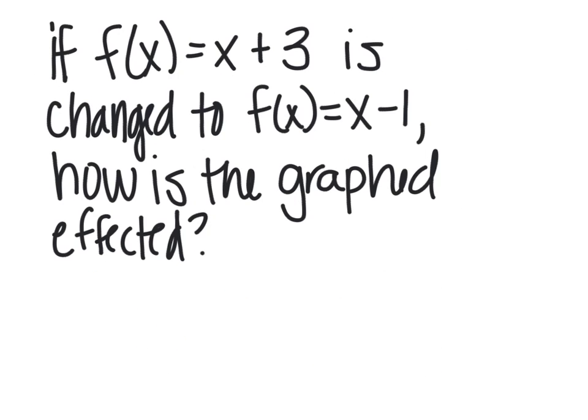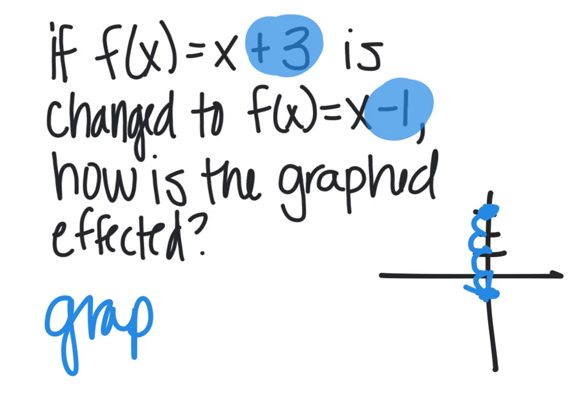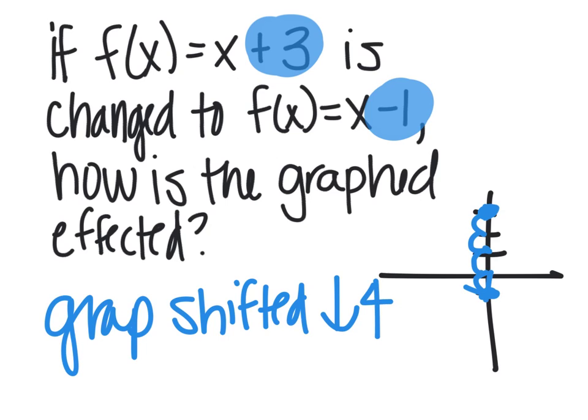If f of x equals x plus 3 is changed to f of x equals x minus 1, how is the graph affected? Well, again, if I look at my y-intercept, it was plus 3. Now it's minus 1. So, to give you a visual, it went from being at plus 3 to now being at minus 1. So it went down 1, 2, 3, 4. So my graph shifted down 4. Or we could say that it was translated down 4.